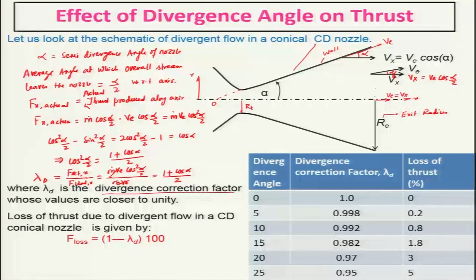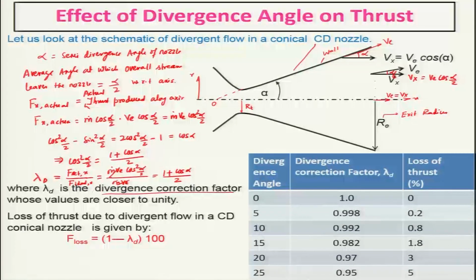And if the angle goes on increasing, you see that the divergence correction factor is increasing, and so are the losses. You can see that from 5 degree to 20 degree, it is something around 3 divided by 0.2, which is basically 15 times. You can see that the losses are being increased. And of course, when you go for 25 degree, the losses are very high, that is 5% losses.